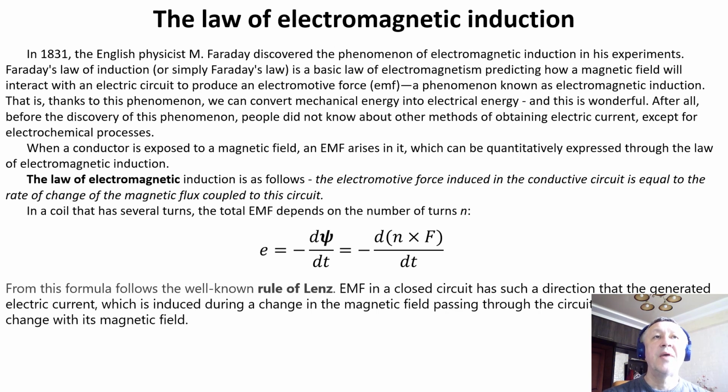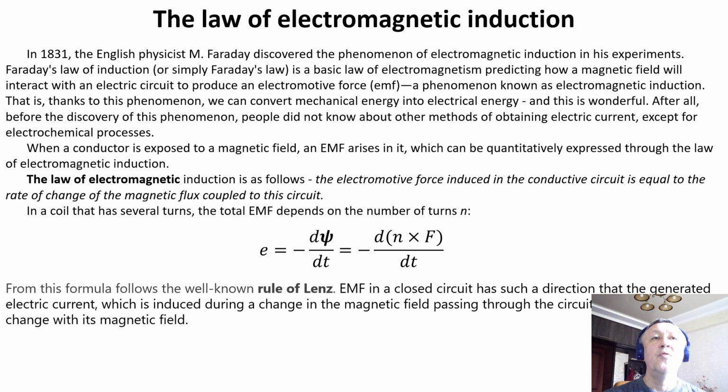Thanks to this phenomenon, we can convert mechanical energy into electrical energy, and this is wonderful. After all, before the discovery of this phenomenon, people didn't know about other methods of obtaining electric current, except for electrochemical processes. When a conductor is exposed to a magnetic field, an EMF arises in it, which can be quantitatively expressed through the law of electromagnetic induction.